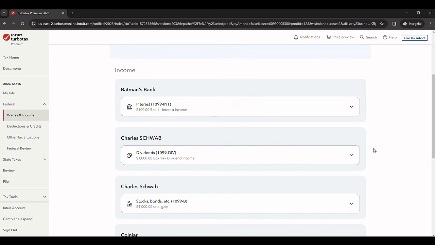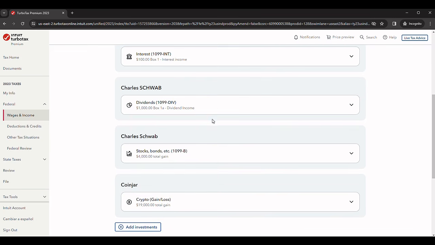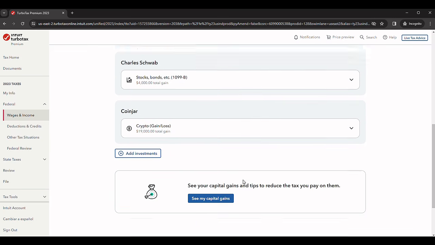Okay, I think that's it. So again, you could import all this information from your institutions. We did it the manual way, but as you saw, it's not that difficult. It's very straightforward. I mean, I just walked you through all of it. Another way is you could take the picture of it. You could upload the PDF. But that's it. That's all the investment income. Interest income, dividends, stocks, crypto.